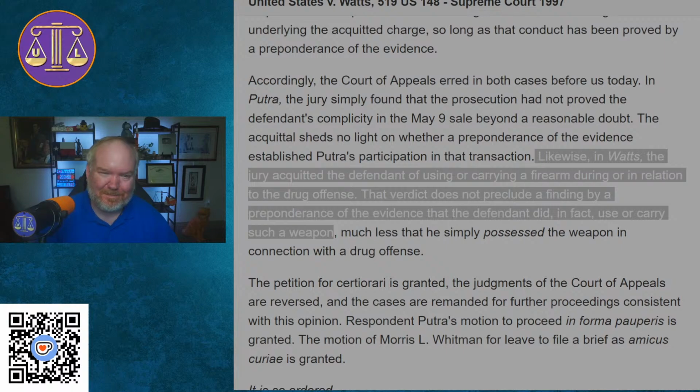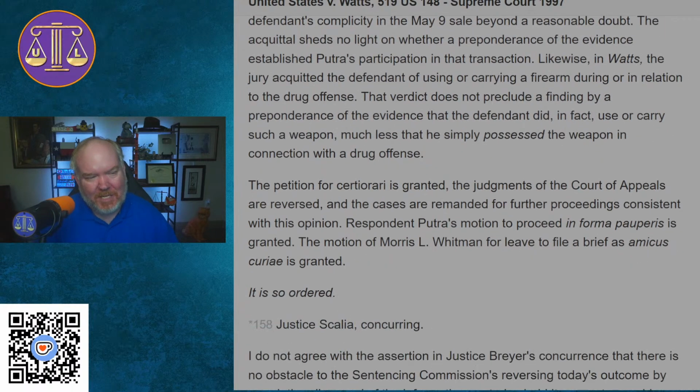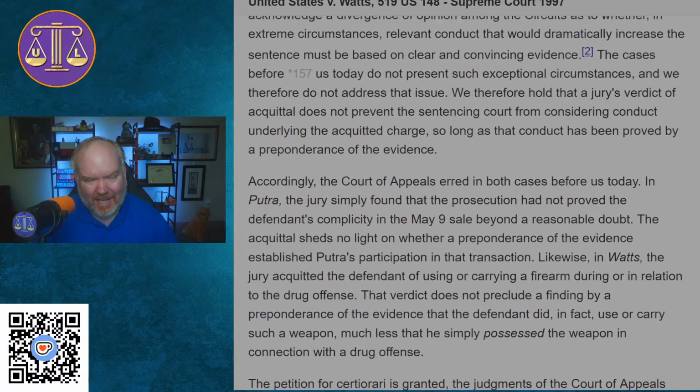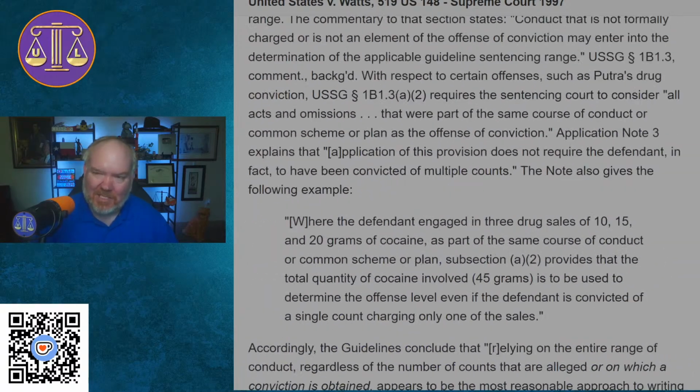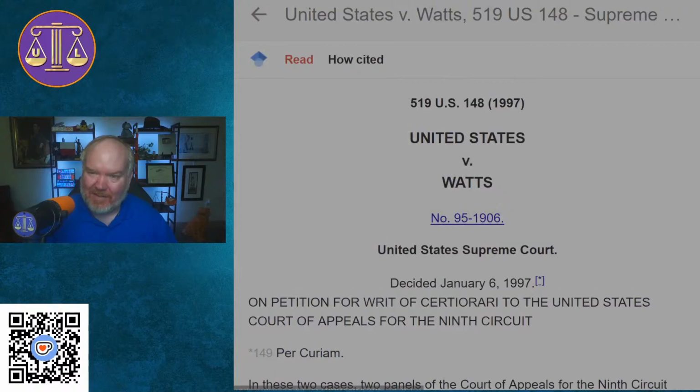No problem. The petition for cert is granted, the judgment of the Court of Appeals is reversed, and the case is remanded for further proceedings consistent with this opinion. It is so ordered. Exciting. And that is from the U.S. Supreme Court in 1997, and of course, that is still good law today.